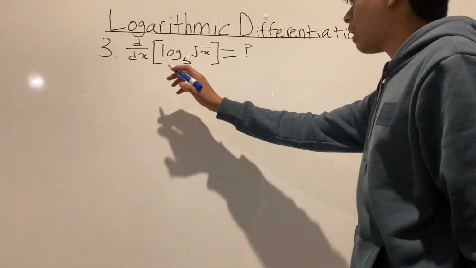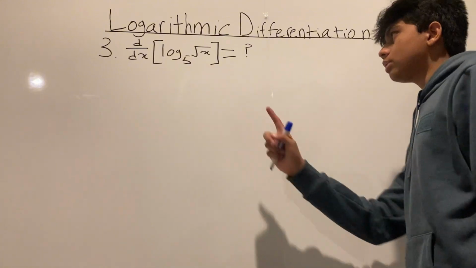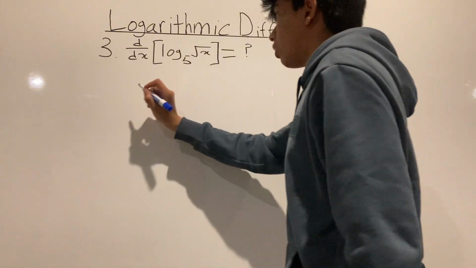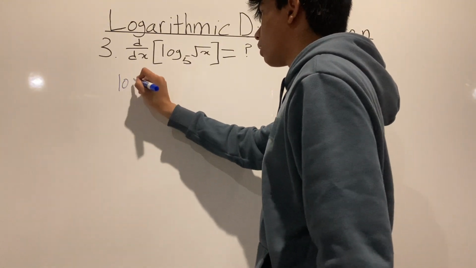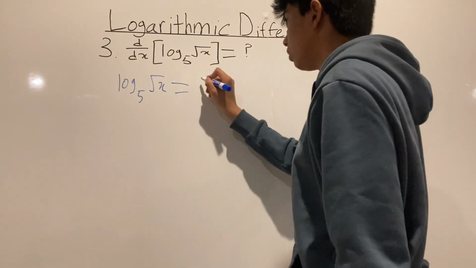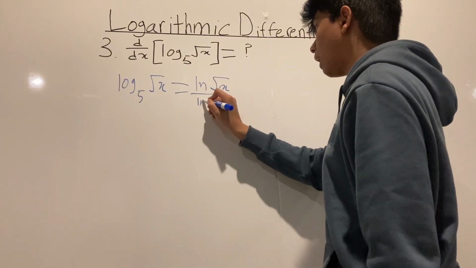Okay, question 3 we have, find the derivative of log base 5 square root x. So the first thing I'm going to do is use the change of base rule. So I can rewrite log base 5 square root x equal to ln square root x over ln 5.